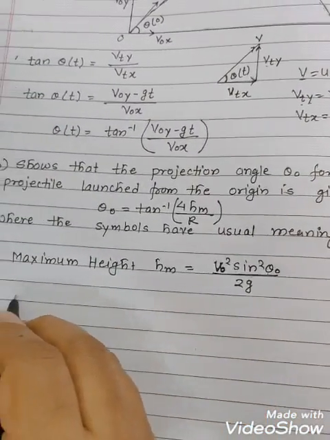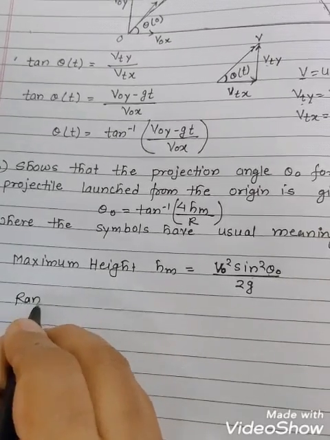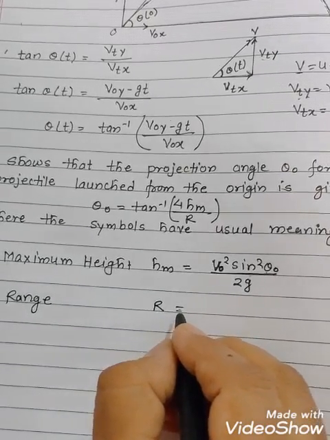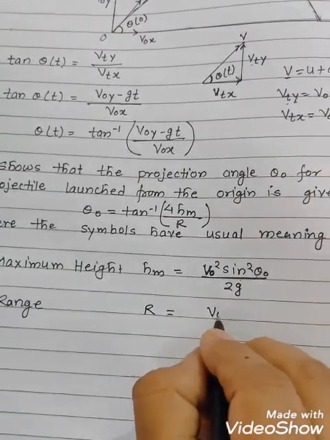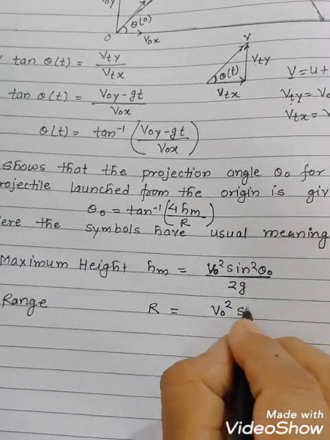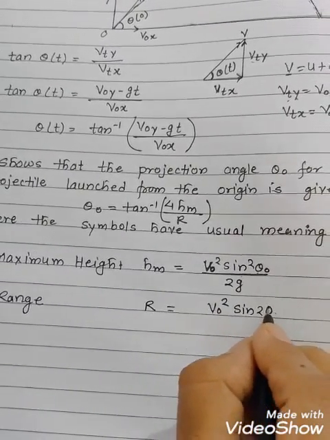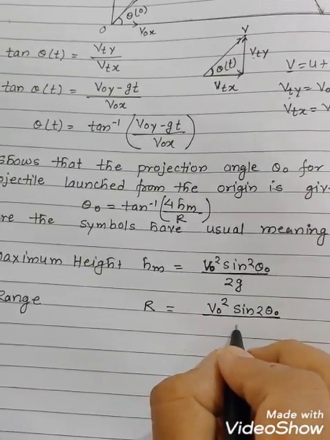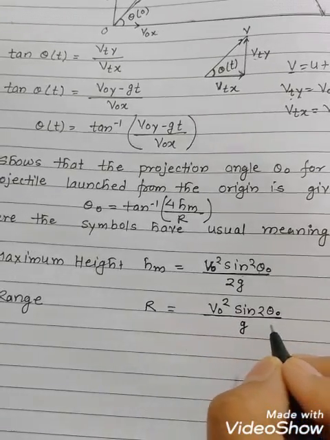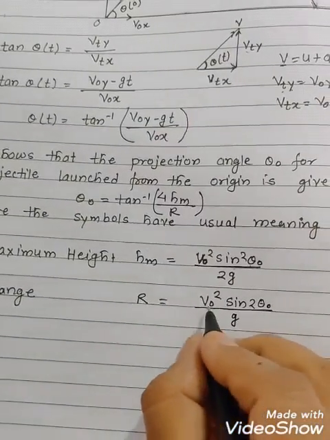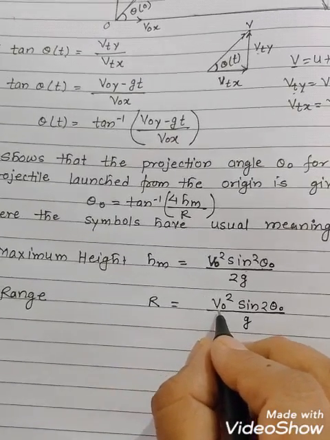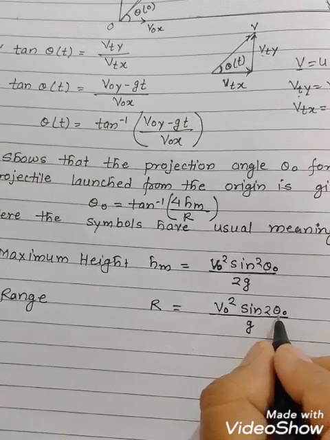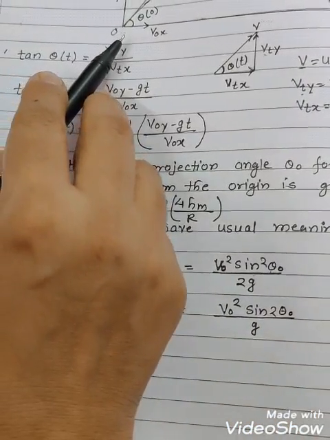Now look at the range. For the range also, the formula will be R equal to v₀² sin 2θ₀ upon g. One more thing you can see here: in place of u I have written v₀, and in place of sin 2θ I have written sin 2θ₀, as per the symbols given in this projectile motion.